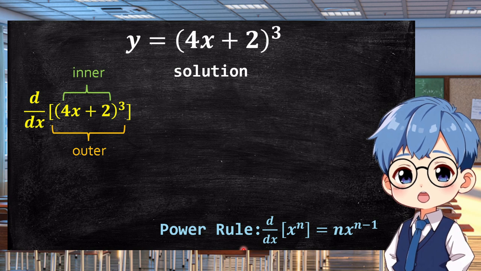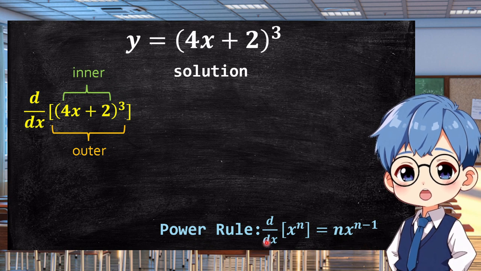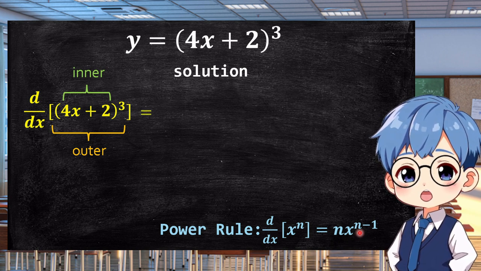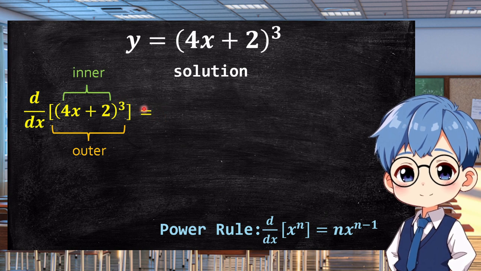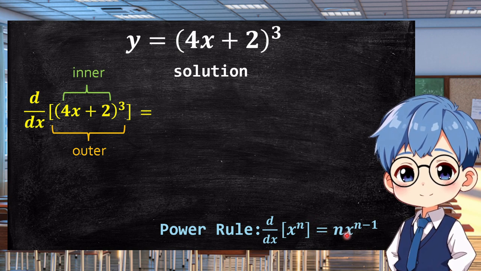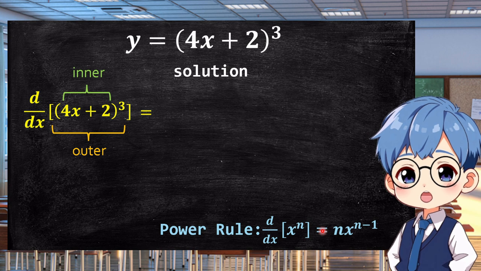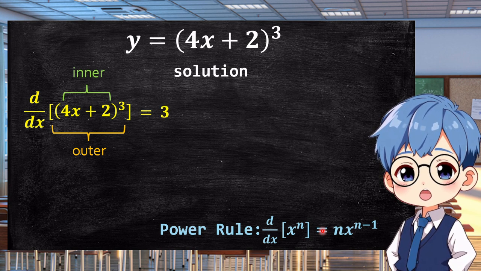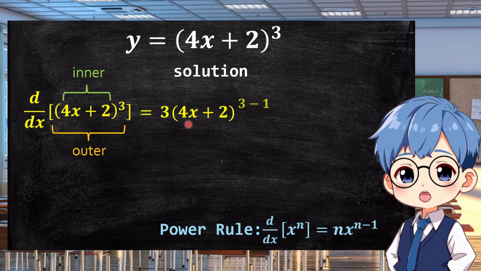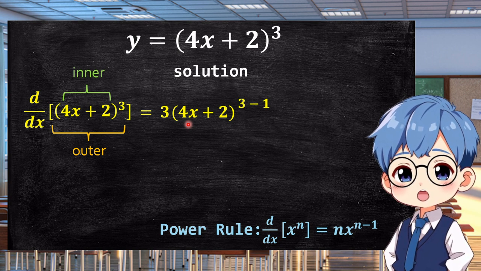Okay, in this scenario, we're going to apply the power rule first because we have an exponent here. For the power rule, the derivative of x to the n is just n times x to the power of n minus 1. So we will bring down 3 first, as the coefficient. Next, we will write the inner function as is, still the same. And then we will subtract 1 from the exponent.